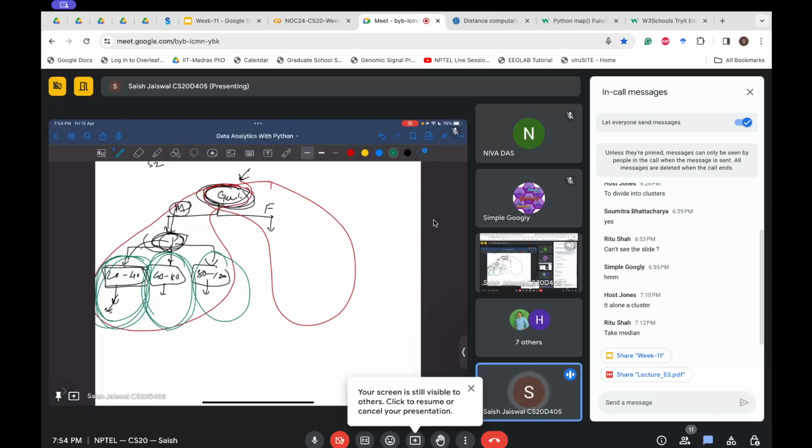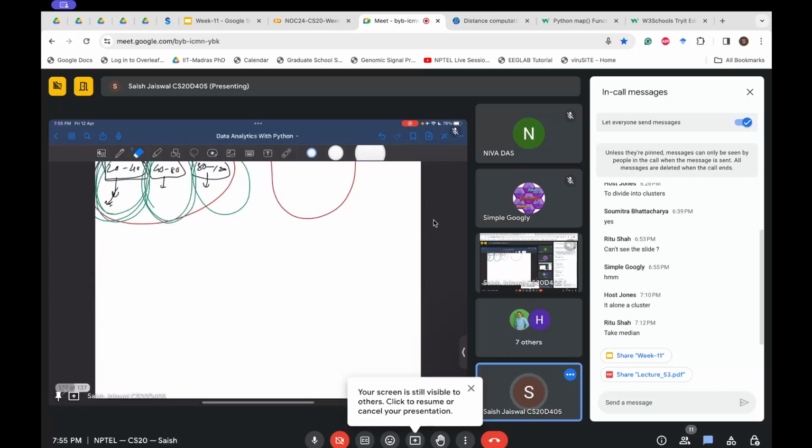So this is an example of hierarchical clustering, wherein you are dividing all the students into two groups, and then in each group you are further dividing into multiple categories, and so on. And this is an example of divisive clustering.